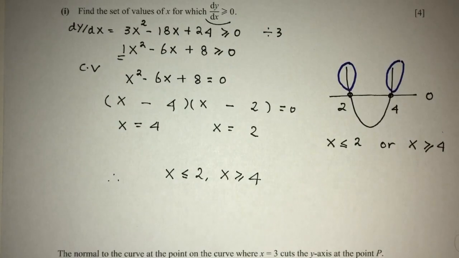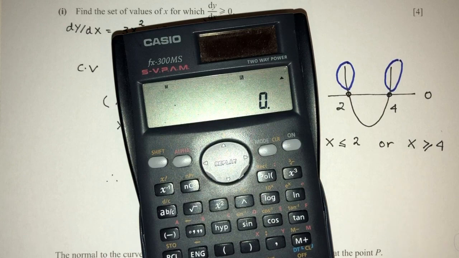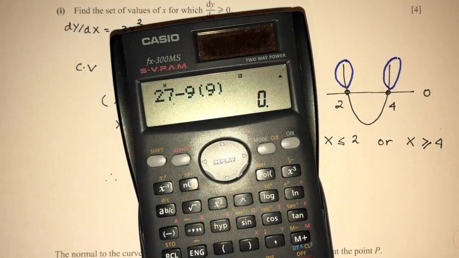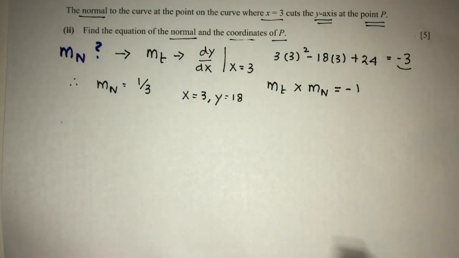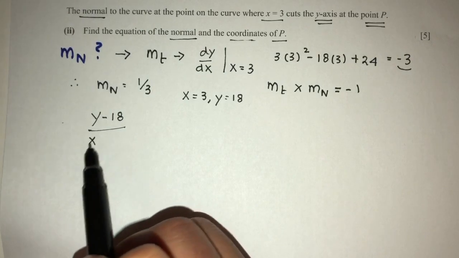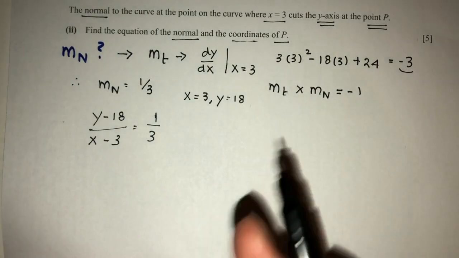So let's double check because it is not wise to make mistakes in that case. So 3 power 3 will be 27 minus 9 times 9 plus 24 times 3. That should be 18 exactly. Now we have the passing point, we have the gradient, we can find the equation of the normal. So (y minus 18) over (x minus 3) has to be 1 over 3. Now we just have to cross multiply.